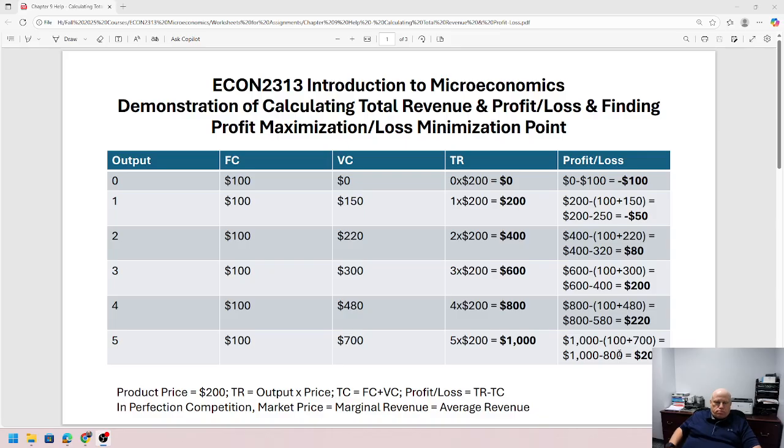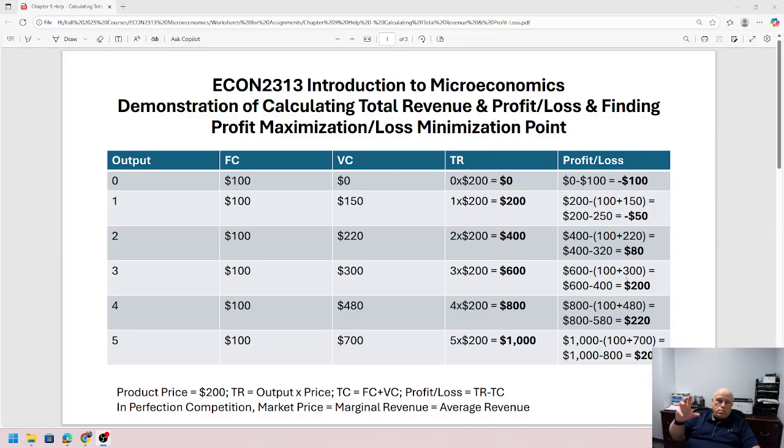Now, one of the things it's going to ask you to do in addition to completing the table is how much the firm should produce. Okay? It's going to ask you at what rate of output the firm maximizes profit or minimizes loss. So in this case, all we're going to do is look at that last column, the profit or loss column, and see at what level of output our profit is the greatest.